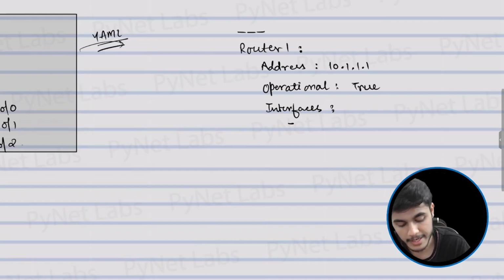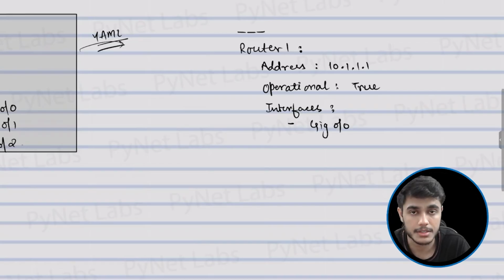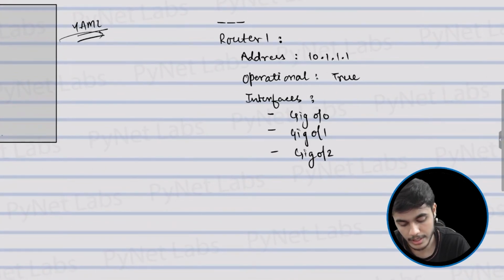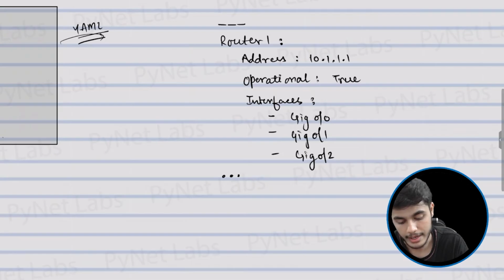Because you have multiple items, you will put a hyphen followed by a space and then gig 0/0, like this. Another hyphen, gig 0/1. Another hyphen, gig 0/2. And when you are done, you can close your file with triple periods. So again, it will begin with triple hyphen, it will be closed with triple periods.